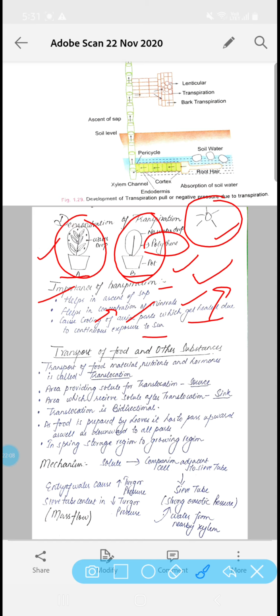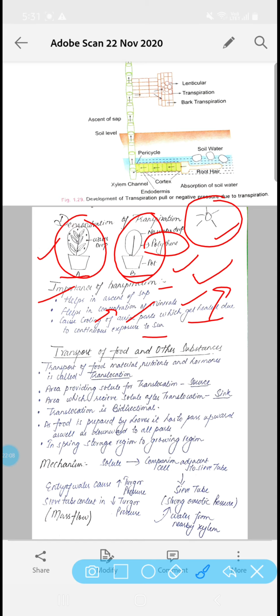This method of conduction of food and other substances is called translocation. What is the meaning of translocation? Something is prepared somewhere and then moved somewhere else. In translocation, a transfer of location takes place.